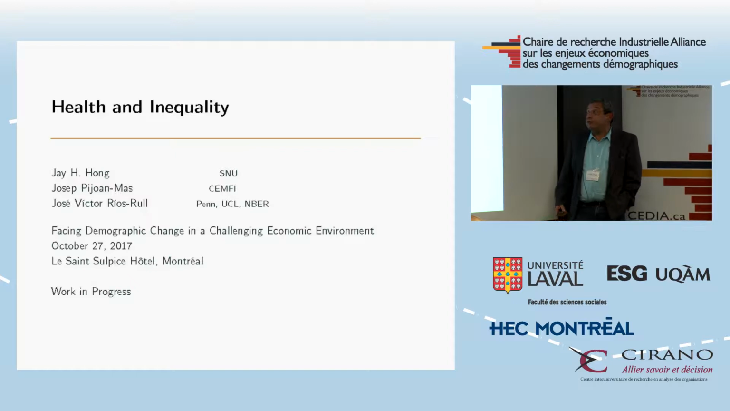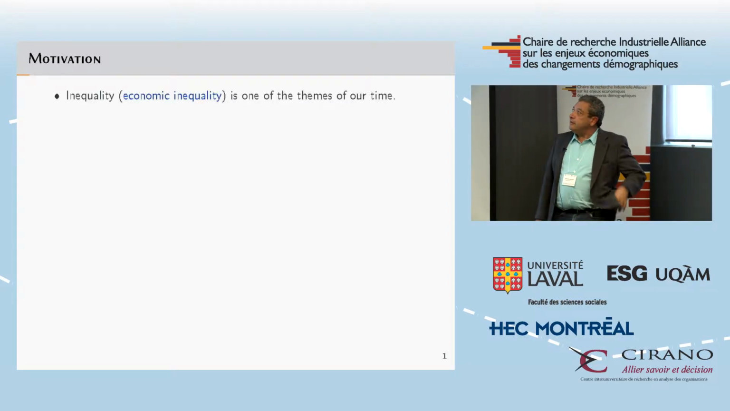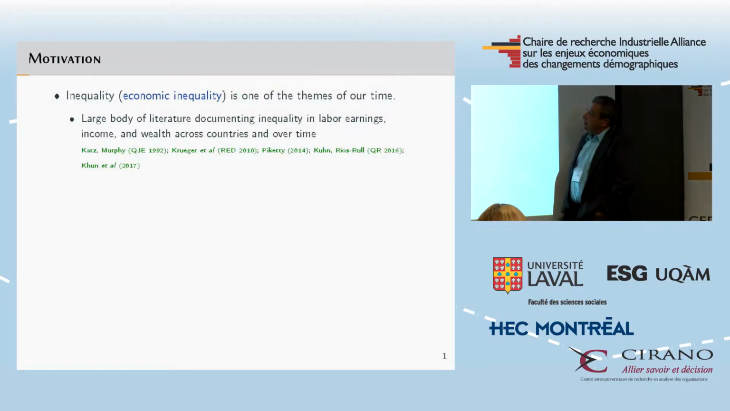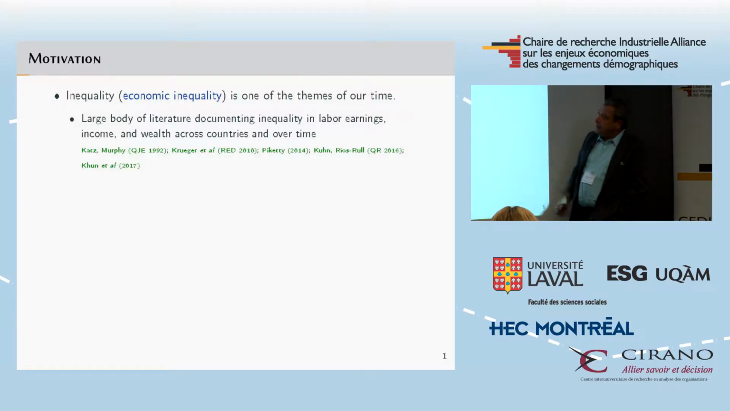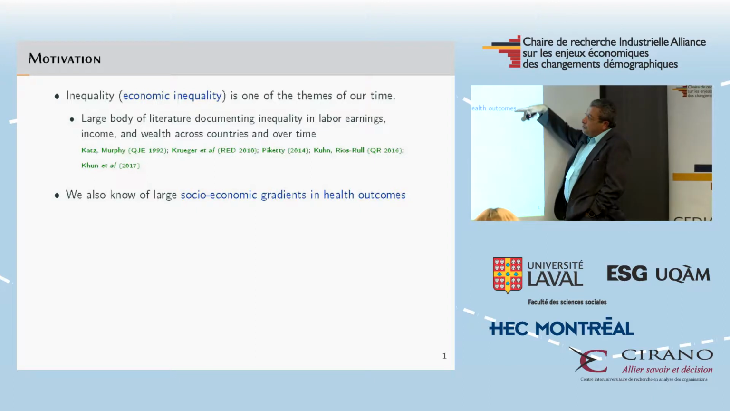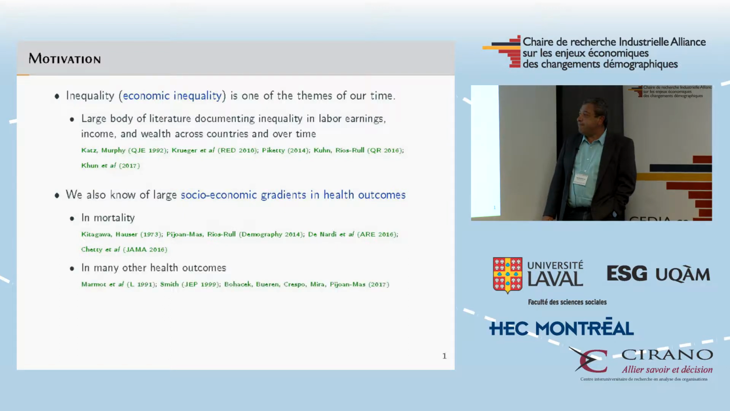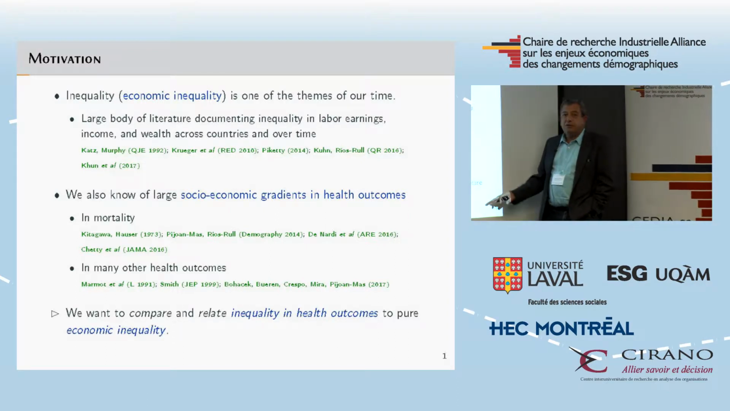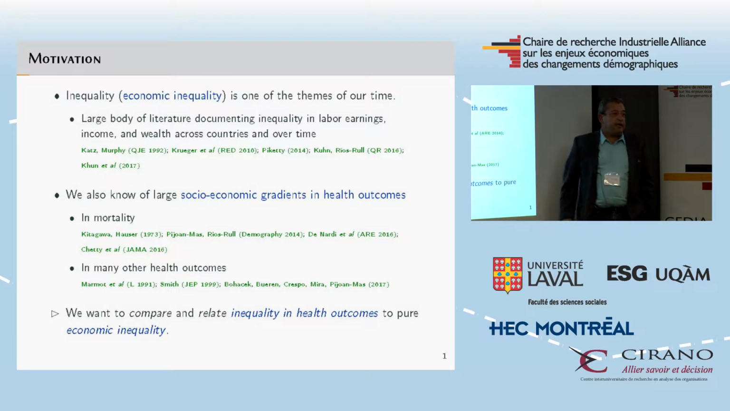This is closely related to what we just saw. We know this is a sign of the times, inequality. There is a large body of literature that says there is a lot of inequality out there in the boring things that economists care about, which are earnings, income, and wealth, and it's getting larger. But we also know of large socioeconomic gradients in health outcomes and in mortality. We've documented some of that, but also in many other health outcomes. What we want to do today is to relate the inequality in health outcomes to the economic inequality that we are more used to thinking of.